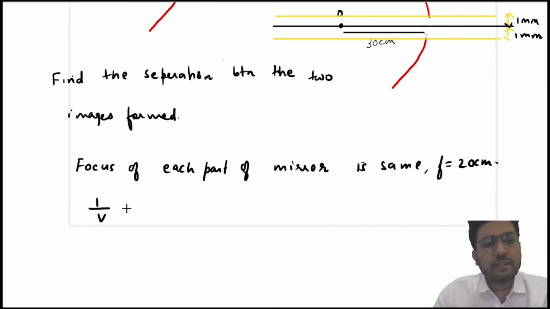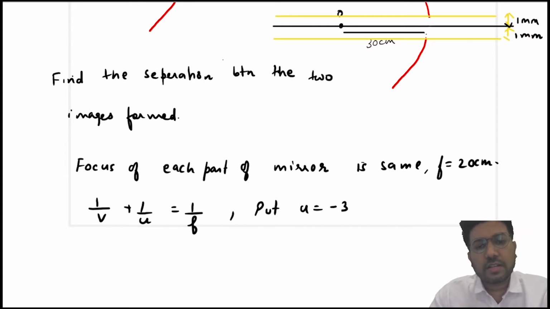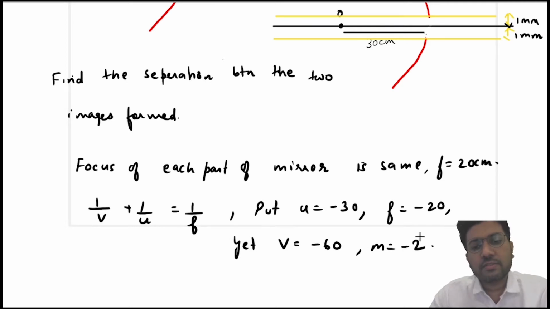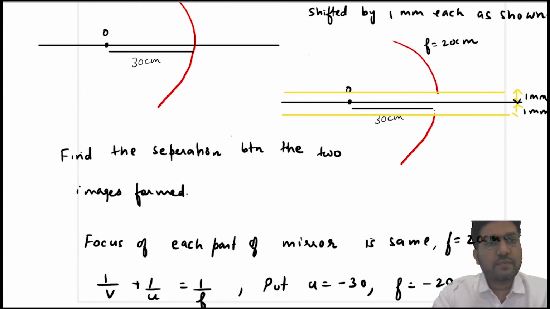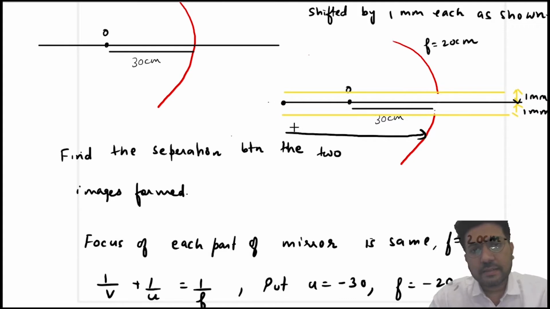Alright, and that will be equal to 20 centimeter because it is given in the question. Then by using mirror formula, 1 by v plus 1 by u is equal to 1 by f. Put u is equal to minus 30, f is equal to minus 20, you will get v is equal to minus 60 and m is equal to minus 2. So that means the image is real and inverted. So the image formed is at a distance of minus 60. That means suppose here, this is the position of the image. This distance is 60 centimeter, right?